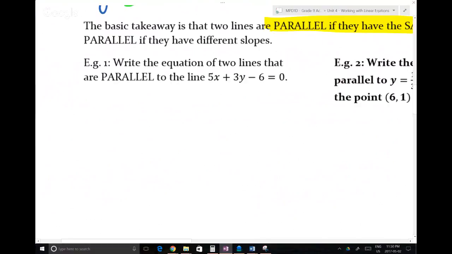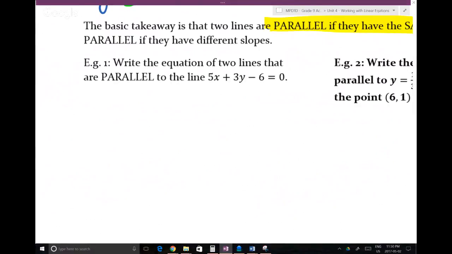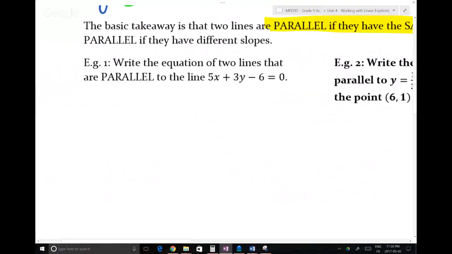So first I want you to take a minute and just write the equation of two different lines that are parallel to the line 5x plus 3y minus 6 equals 0. And see if you can do it on your own. Pause this video. If not, we'll talk about it in a minute.